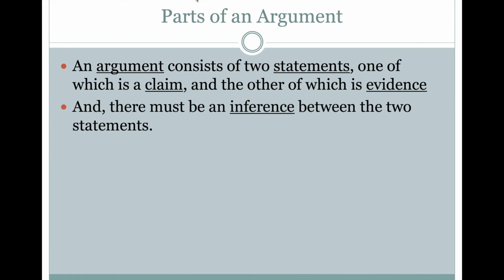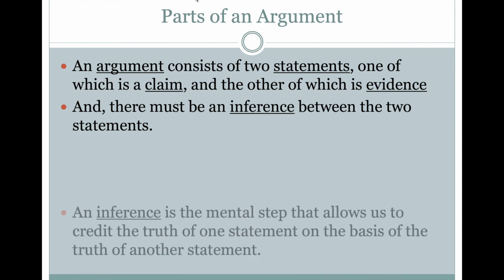So in order for there to be an argument, you can't just have any two statements, but the two statements, the one serving as the claim, the other serving as evidence, must enable you to make an inference between the two statements. So you have the claim that you're making, the evidence that is offered in support of the claim, and the possibility of there being an inference between those two statements. And I'll explain that a little further as we go on here.